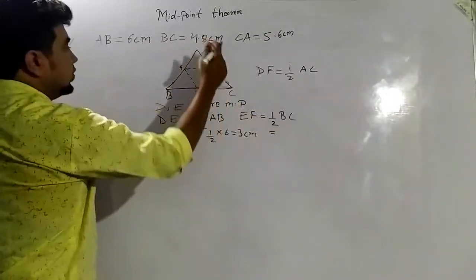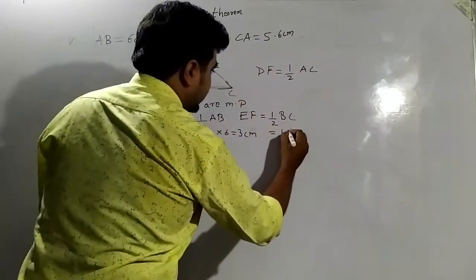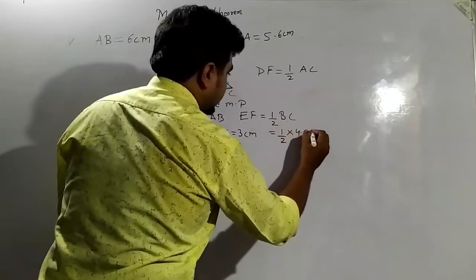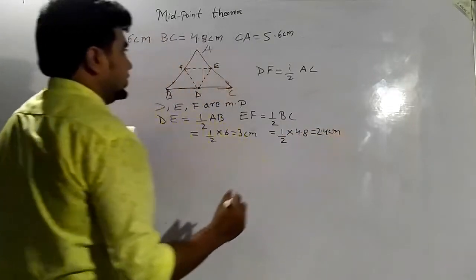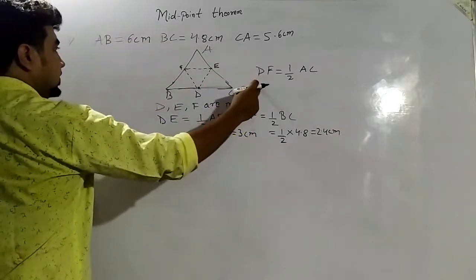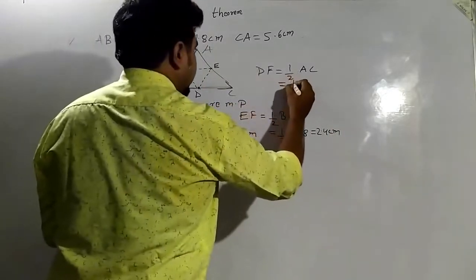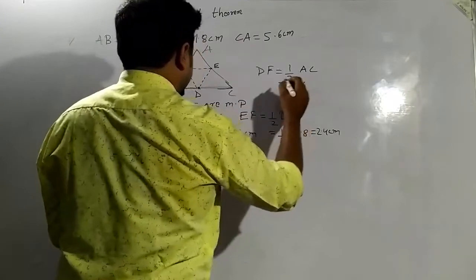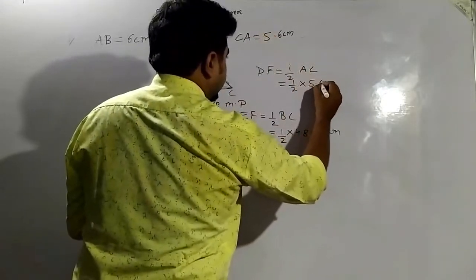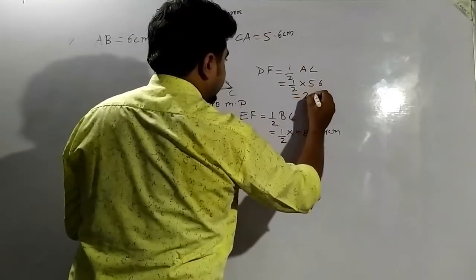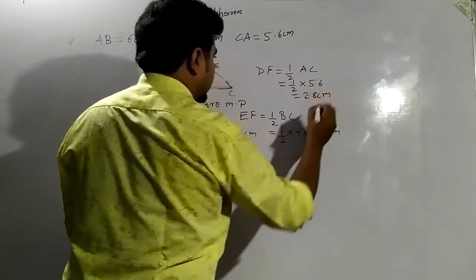BC we know is 4.8. 1 by 2 into 4.8, which is coming out to be 2.4 centimeter. This is EF. Now DF will be half of AC. AC is 5.6. Means we'll be getting 2.8 centimeter. This is DF.